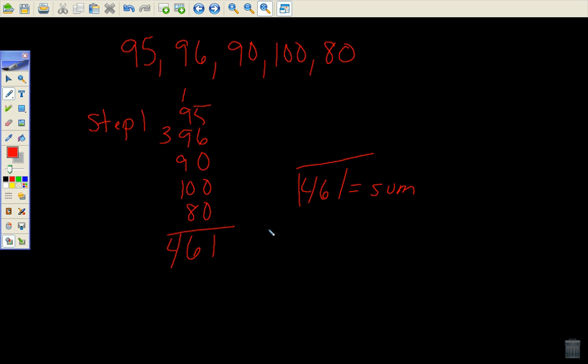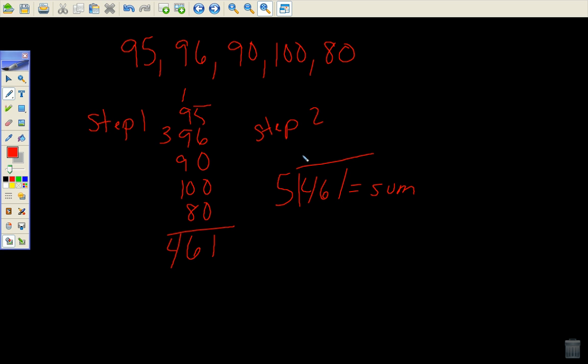Step 2 tells me to count how many I have up here, and I count 1, 2, 3, 4, 5, so that's the number I divide by. And when I get done dividing, my quotient is in fact my mean.